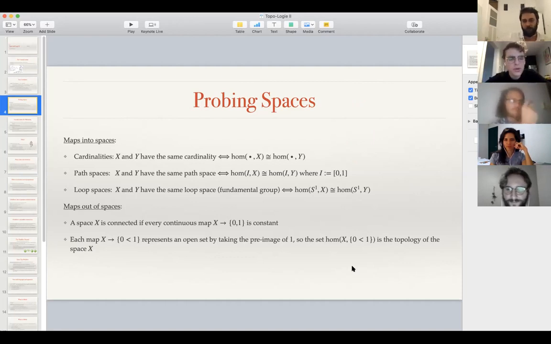But the important thing to keep in mind when you do this kind of thing is that every time you probe a space, you're always getting a perspective of the space up to some limitation. So for example, in the cardinality example, it's only counting the physical quantity of the stuff in the space. There's nothing about how it's connected or the topology of it. But if you go to something like a loop space, or the fundamental group, it captures a lot of information about the space.